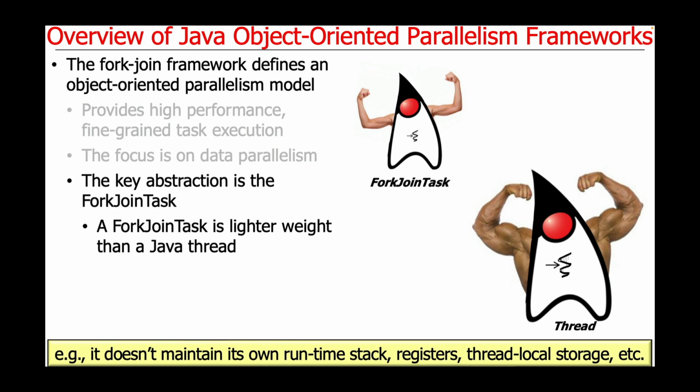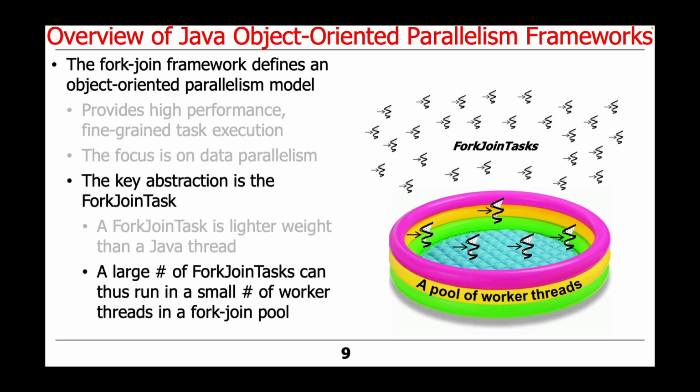In particular, a ForkJoinTask does not have its own runtime stack, whereas a thread does have its own runtime stack. It doesn't have its own dedicated registers at the hardware and operating system level, kernel level, whereas a thread does. It doesn't have its own thread local storage, whereas a thread does, and so on. So it's basically a thread on a very severe diet.